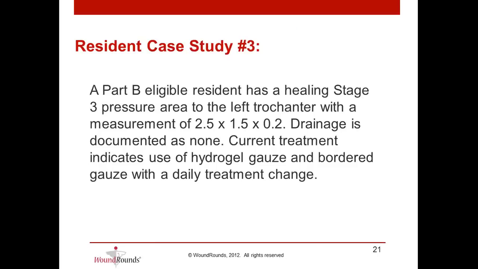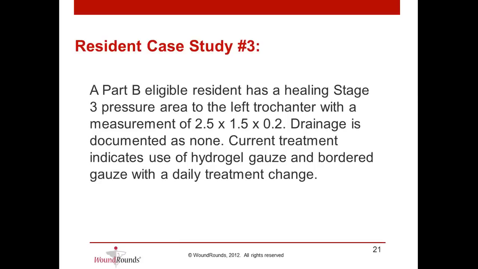Resident case study number 3. A Part B eligible resident has a healing stage 3 pressure area to the left trochanter with a measurement of 2.5 by 1.5 by 0.2. Drainage is documented as none. Current treatment indicates use of hydrogel gauze and border gauze with a daily treatment change.